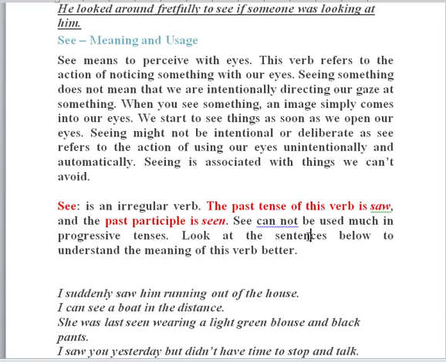See cannot be used much in progressive tenses. Look at the sentences below to understand the meaning of this verb better.